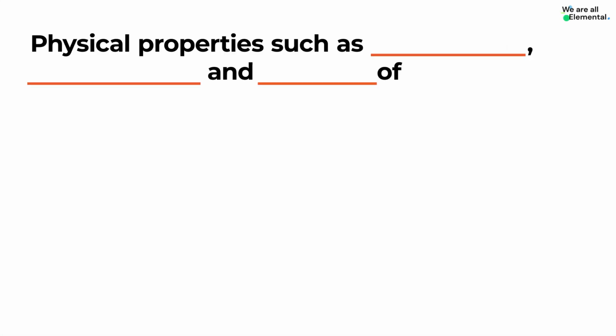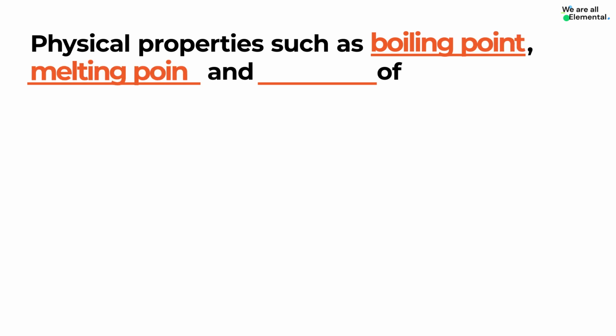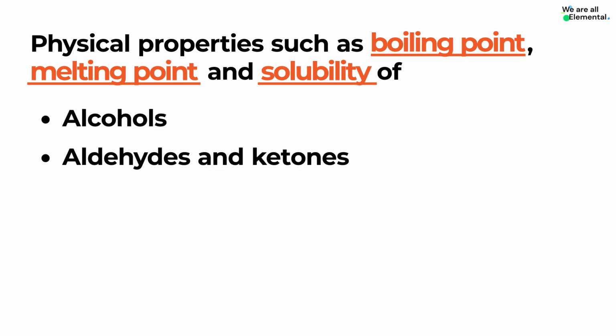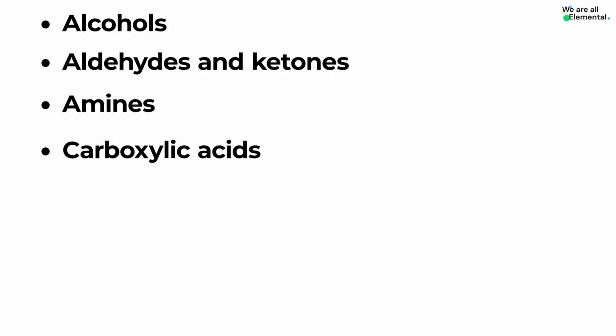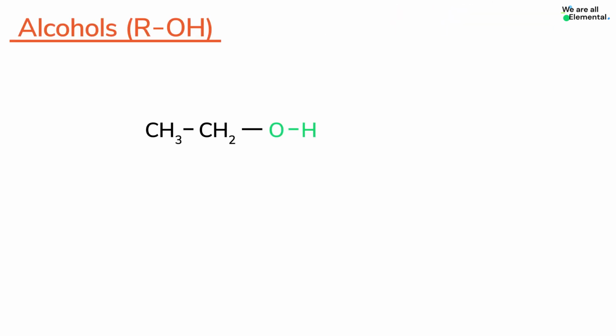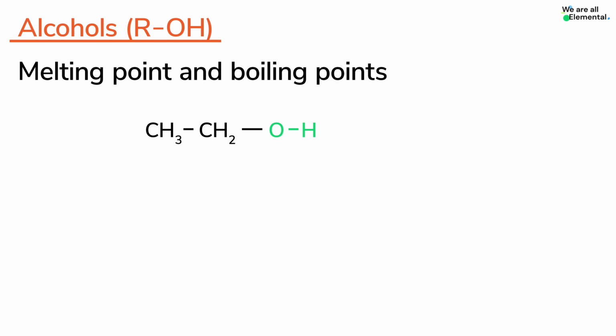In this video, you will learn about the physical properties such as the boiling point, melting point, and solubility of functional groups such as alcohols, aldehydes and ketones, amines, and carboxylic acids. So let's start with alcohols. The melting points and boiling points depend on the intermolecular forces of attraction between the molecules.